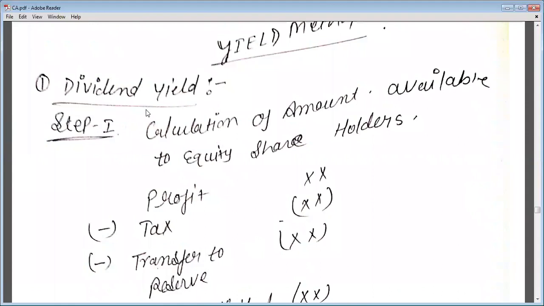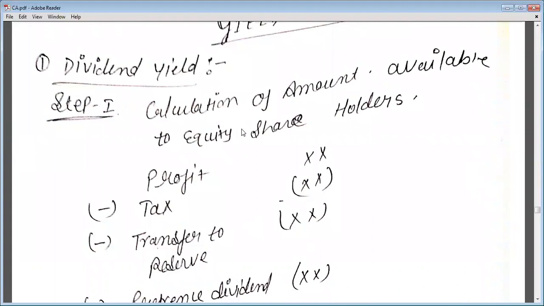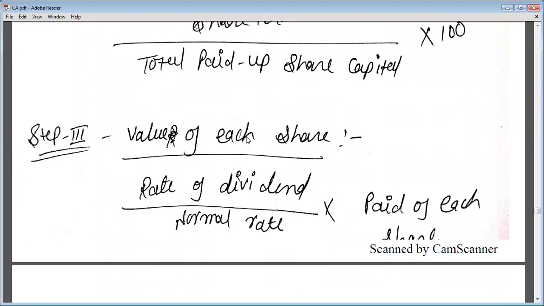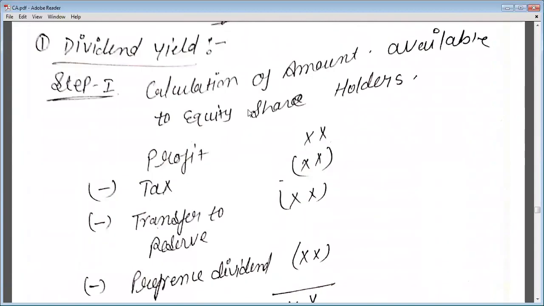The first method is the yield method, which is the dividend yield. So how can we calculate the value of a share under this method? There are three fixed steps to calculate the value of shares. In the first step, we will calculate the amount available for equity shareholders.